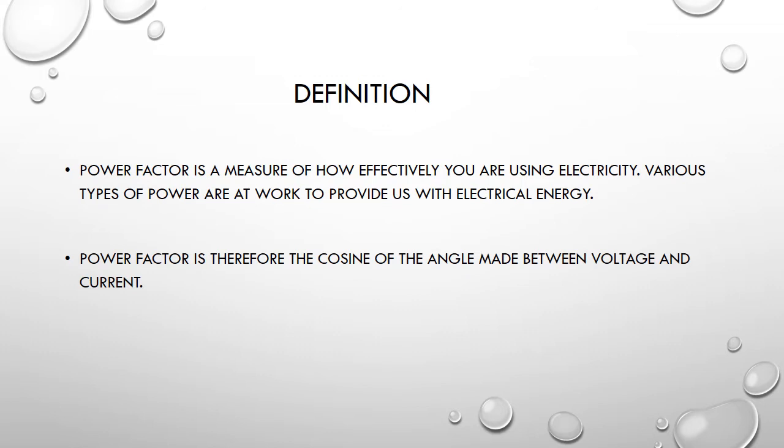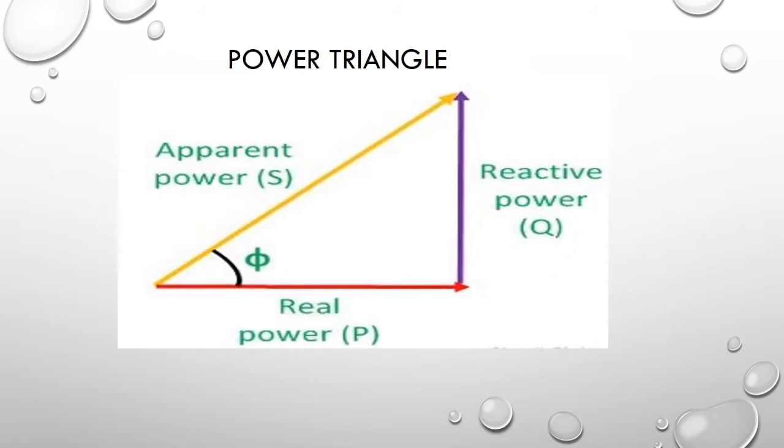We are going to look at the two situations that cause power factor to occur in a system. But first of all, let us look at a triangle. What is a power triangle? Well, this is a triangle that shows the relationship between the different components of power. We have apparent power, we have real power, and we have reactive power.